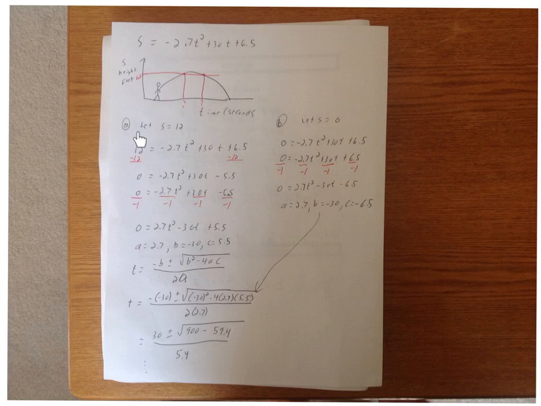That's part A. Part B asks when is it going to hit the ground. Well, the height when it hits the ground is 0. So instead of putting in the 12, you put in 0 for the height, and you want to solve this.